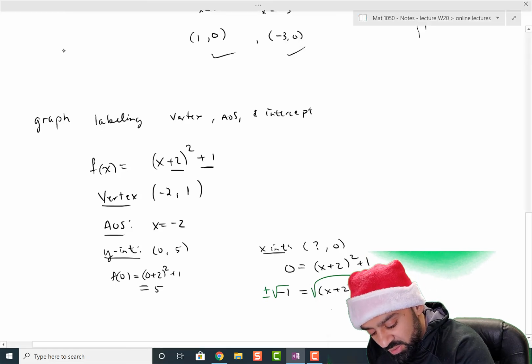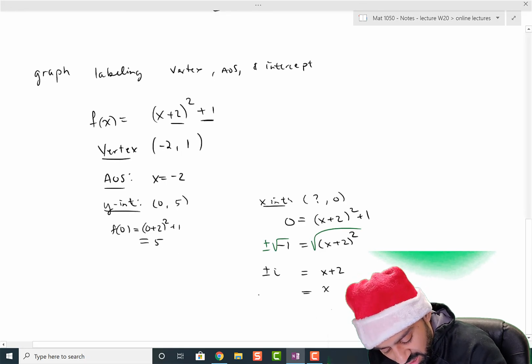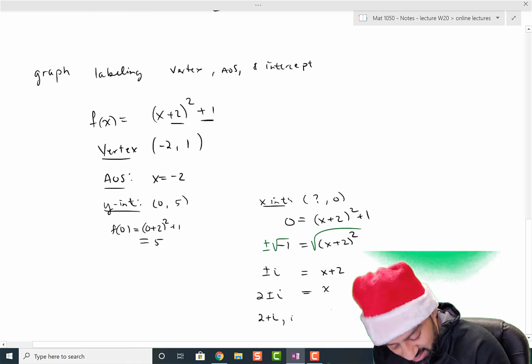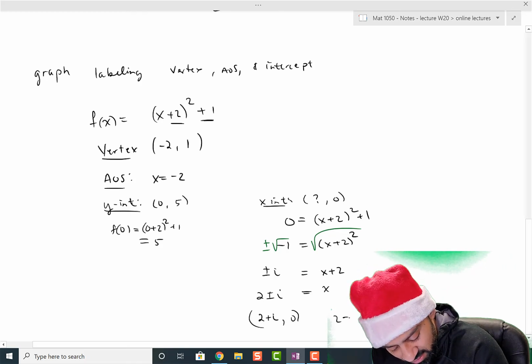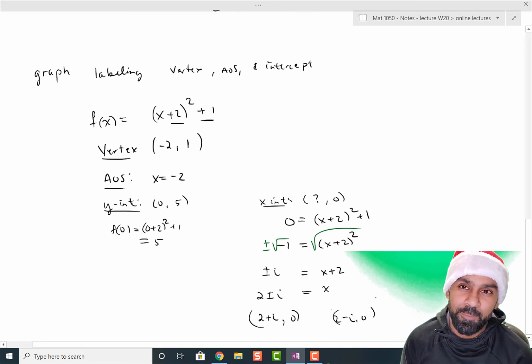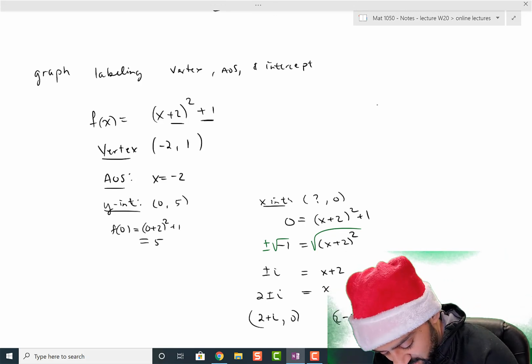So what do we end up with? We end up with plus or minus i. And you're like, well, heck, how in the world am I going to have some x-intercepts that are at 2 plus i, 0, and 2 minus i, 0? Because the moral of the story is we're not in the real system right now. This means that they are floating in space. So watch what this means.